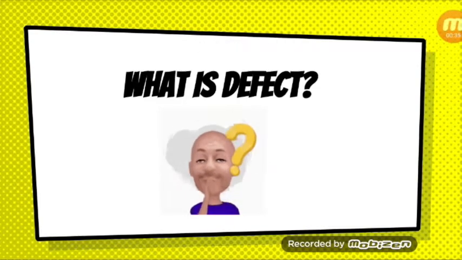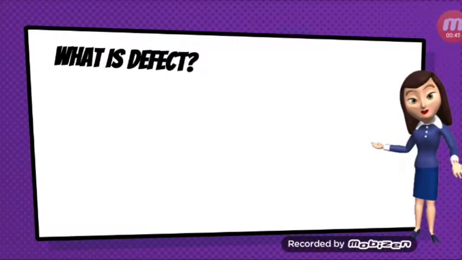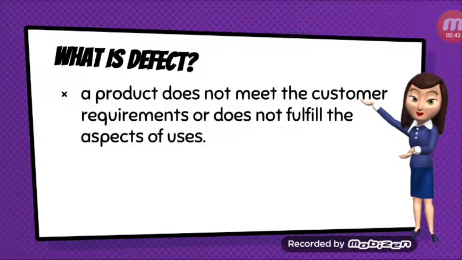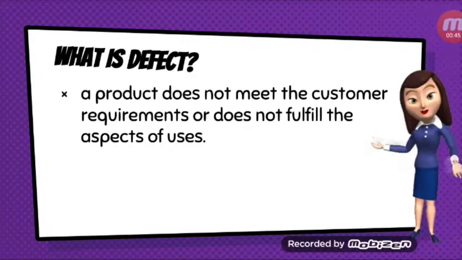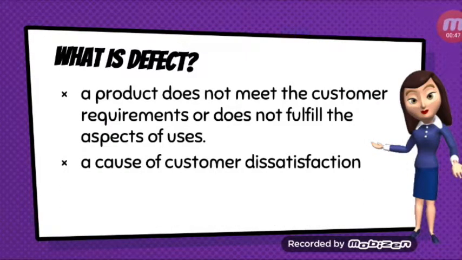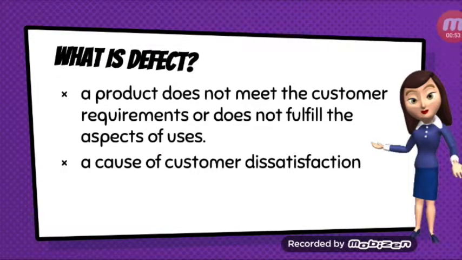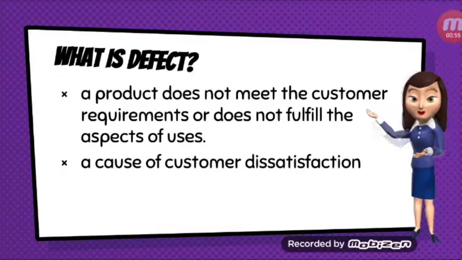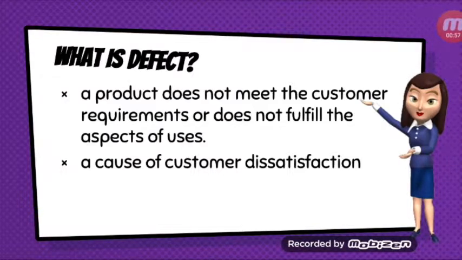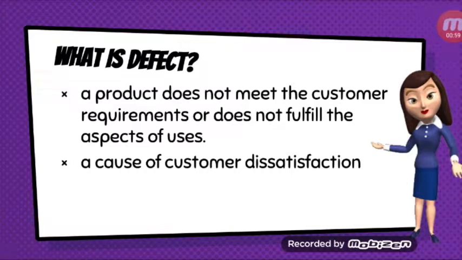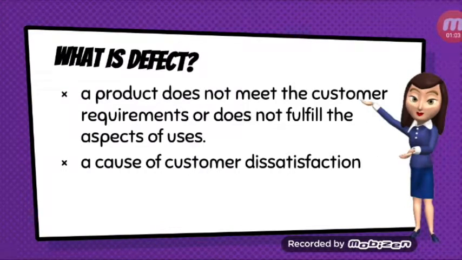Now, let us define what is defect in software engineering. Well, defect is a product that does not meet the customer requirements or does not fulfill the aspect of uses. Defect is considered as a cause of customer dissatisfaction. It could be something extra given to the customer which surprises him or her, or something missing which is required by the customer, or requirements that is not correctly implemented.